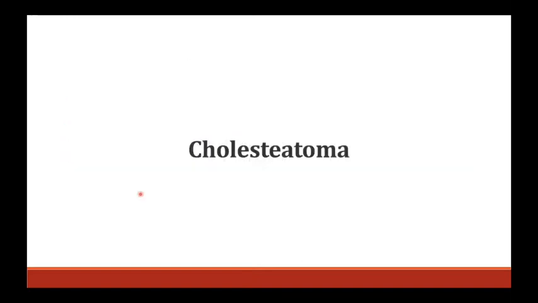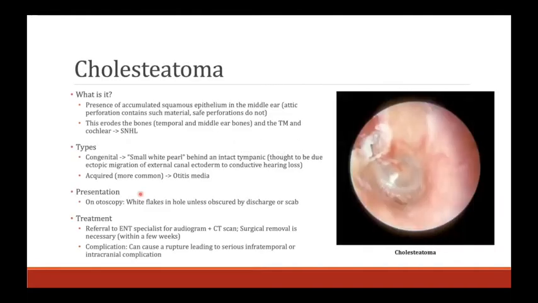Okay, the last condition that I really wanted to focus on was a cholesteatoma. How are we doing for time? I think we're doing okay for time. So a cholesteatoma is essentially an accumulation of squamous epithelium in the middle ear. And there's different kinds of cholesteatomas that you need to know about. So for instance, an attic perforation of the tympanic membrane contains such material, whereas a safe perforation does not. I think I forgot to include a table of this in my slides. I'll make sure to include it before I upload them.